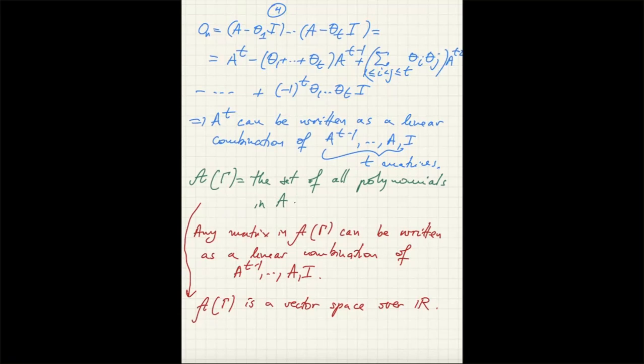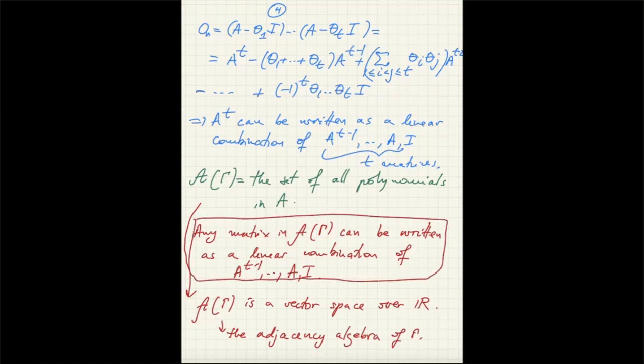Now, in addition, in A gamma, we also have the operation of multiplication between vectors. For us, the vectors in A gamma are these polynomials in A. If you multiply two polynomials in A, you get another polynomial in A. And therefore, A gamma is an algebra, and it's actually called the adjacency algebra of gamma.